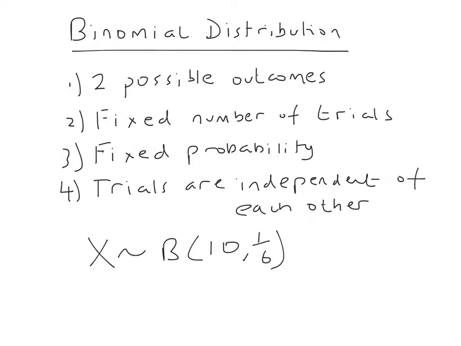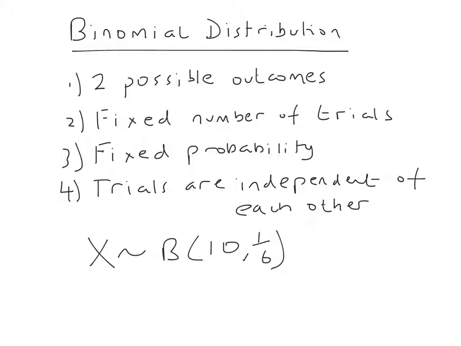And we also need the trials to be independent of each other. If we get a 6 the first time, that doesn't change the probability of getting a 6 the second time or the third time. So the probability is always going to be the same, and the outcome of one event does not influence the outcome of the next event.